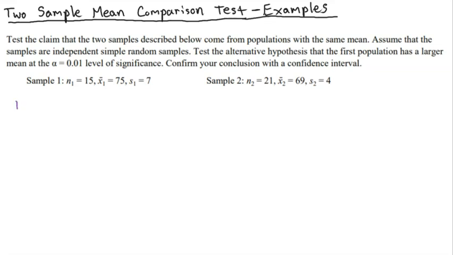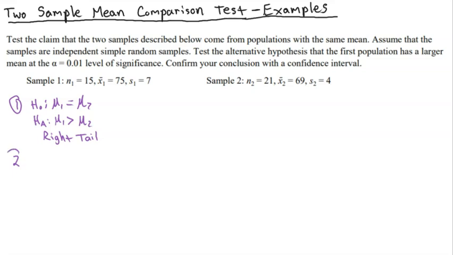Okay. All right, so step 1, we're going to state the null and alternative hypotheses. The null hypothesis is going to be that mu1 is equal to mu2. And the alternative hypothesis is that the first one, mu1, has a larger mean. So that's greater than mu2. Okay? And so this is a right tail test because we're doing a greater than.